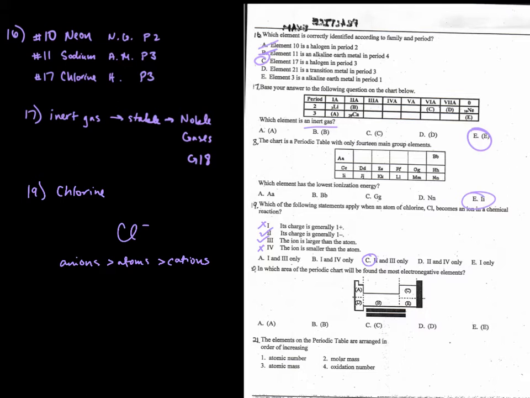Number 20. In which area of the periodic chart will be found the most electronegative elements? So fluorine, we should remember, is our highest, and it's in the top right area. So it's section C. The elements on the periodic table are arranged in increasing order of atomic number. Remember that. So left to right, top to bottom, it goes from 1 all the way to 118.